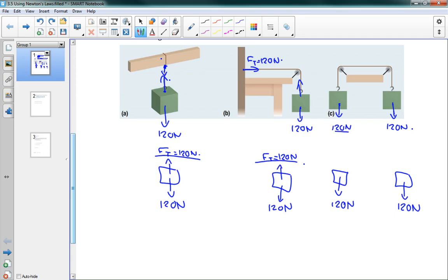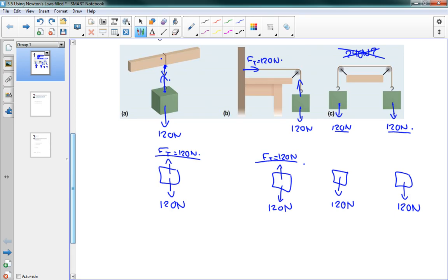The other one is pulling on the string with 120 newtons. So that means that in the string, there should be 240 newtons of tension, right? Well, that's not right. It's pretty common that students will say this is 240 newtons. Well, no, it's not. Let's take a look at the free body diagrams here.